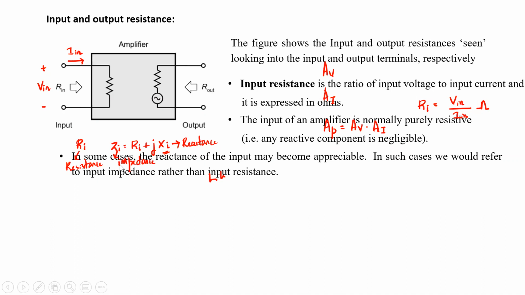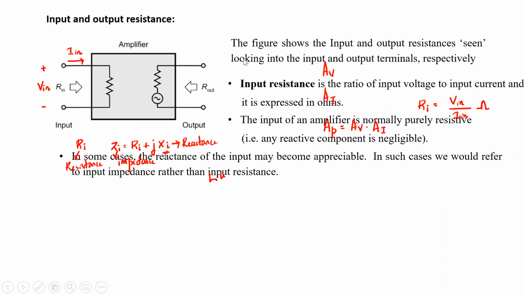Now, in some cases, the reactance of the input may become appreciable. Appreciable means it would not be negligible, it would be appreciably large. So in such cases, we would refer to input impedance rather than input resistance. Where Xi is large, we don't refer to it as the input resistance R in, but rather as Z in, that is the input impedance. Is that okay with everybody now?